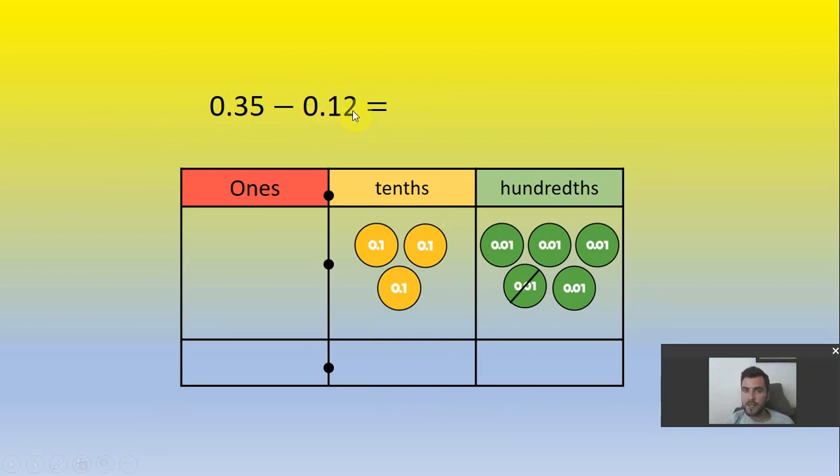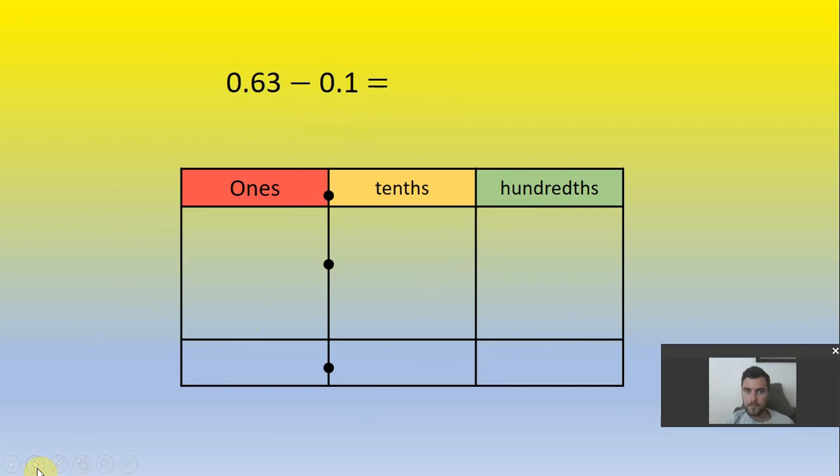So the first thing I do is I take away my 2 in the hundredths column, 1, 2. And I take away, so that gives me 3 hundredths. Then I subtract my tenths. So I've got 1 tenth that I subtract here, which leaves 2 tenths. I put my 0 in as a placeholder, and my answer is 0.23 or 0 and 23 hundredths.